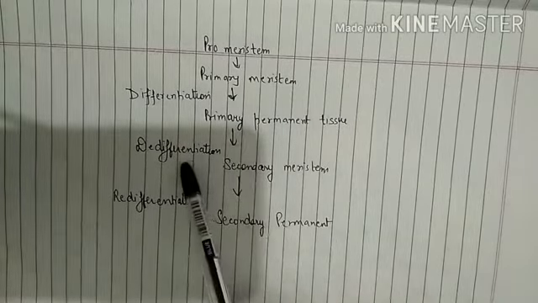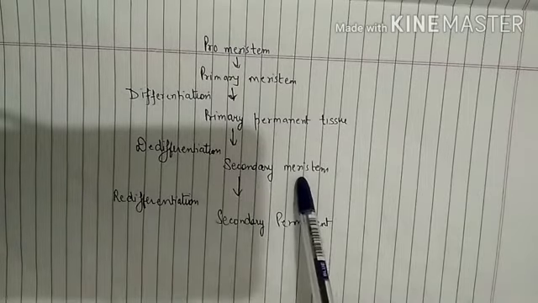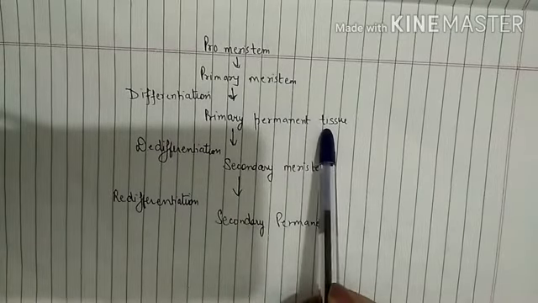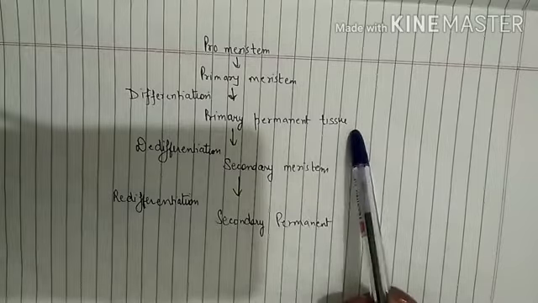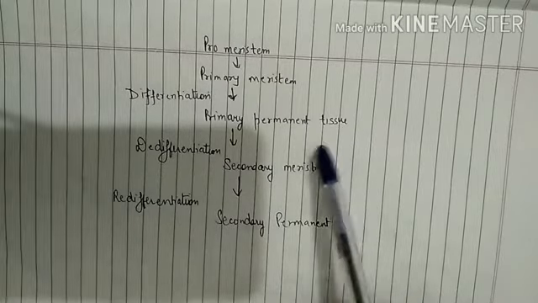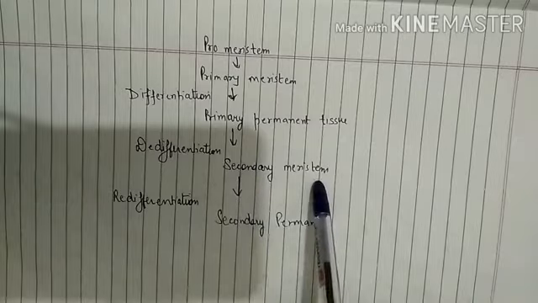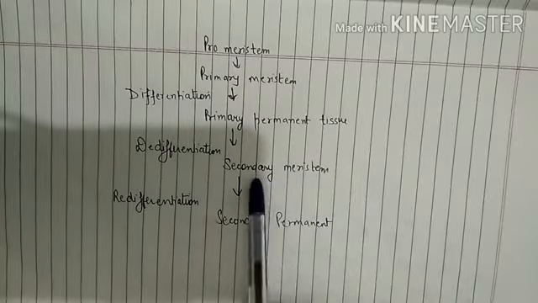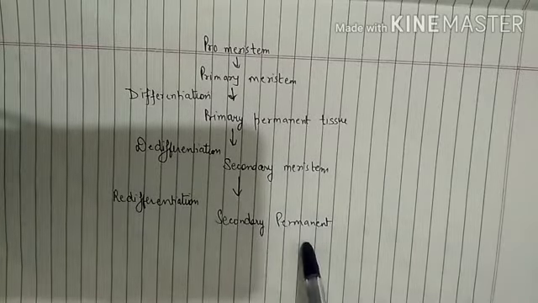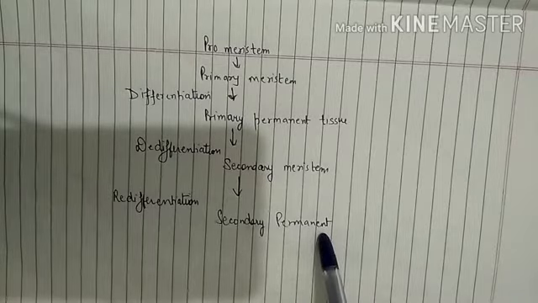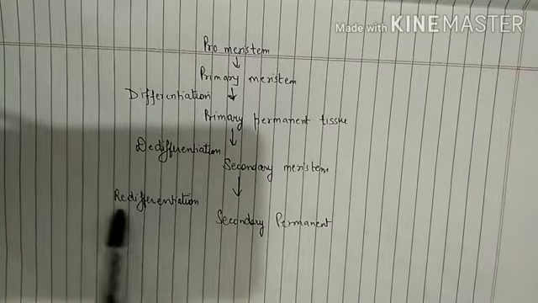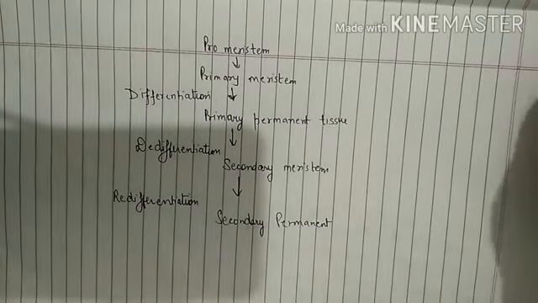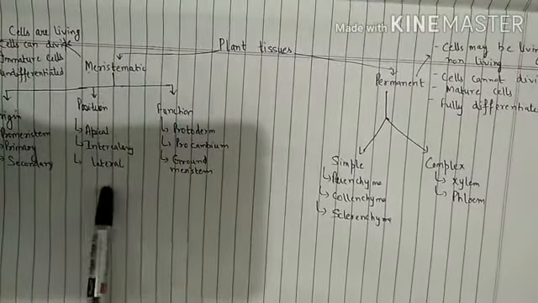Then these cells upon de-differentiation give rise to secondary meristem. De-differentiation means here the cells which have lost the ability to divide, they again regain the capacity to divide mitotically and they de-differentiate again to secondary meristem. Then secondary meristem give rise to secondary permanent tissue. Now again the cells lose the ability, and this process is known as redifferentiation. So this is the classification of meristem according to origin.